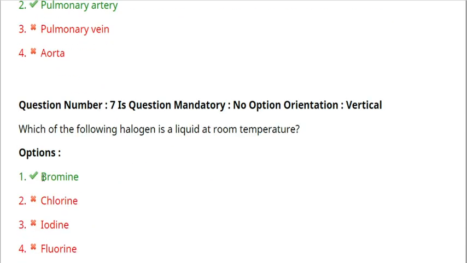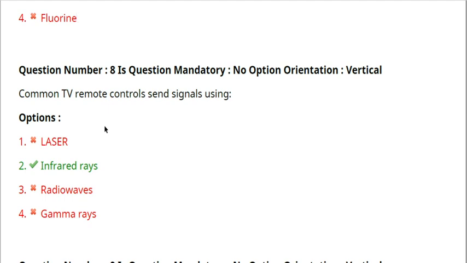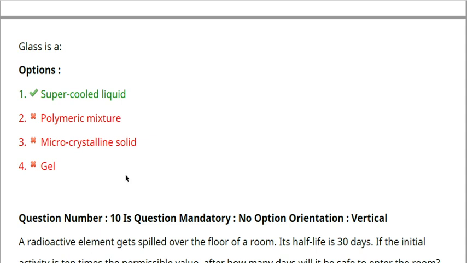Okay. Next question, which of the following halogens is liquid at room temperature? Note, all are halogens, but they are asking which halogen is liquid at room temperature. It is bromine. Common TV remote control signals use infrared rays. Glass is a supercooled liquid, friends, because glass is made up of silica. When the silica has been cooled at a particular temperature, we get glass.